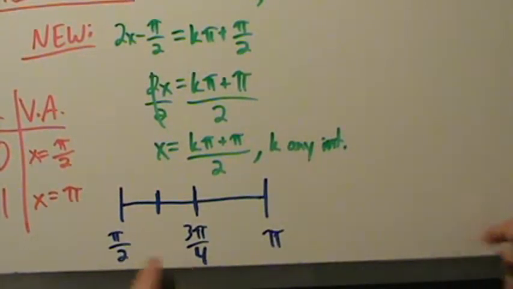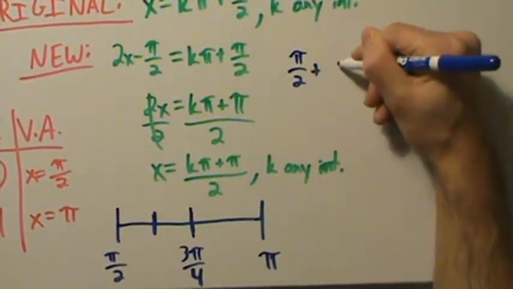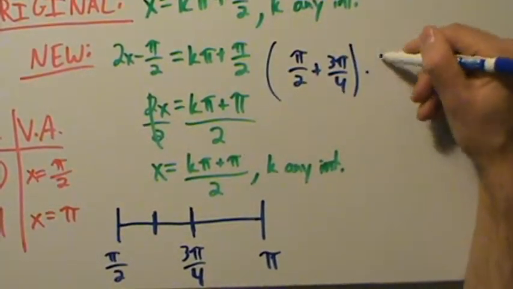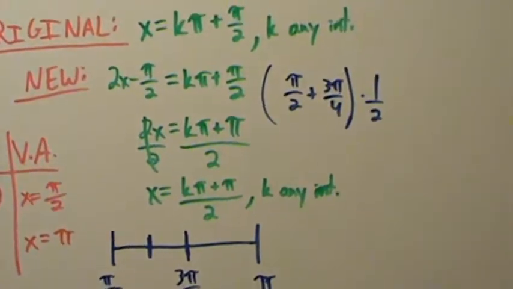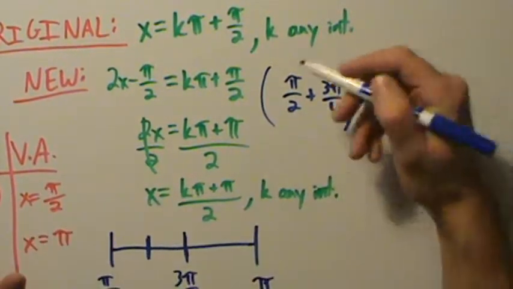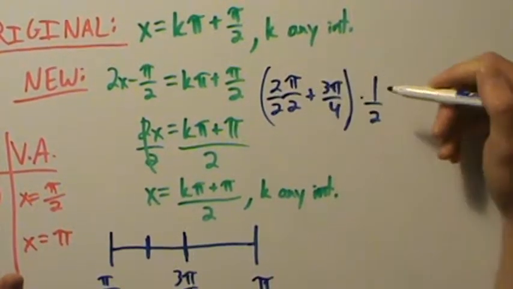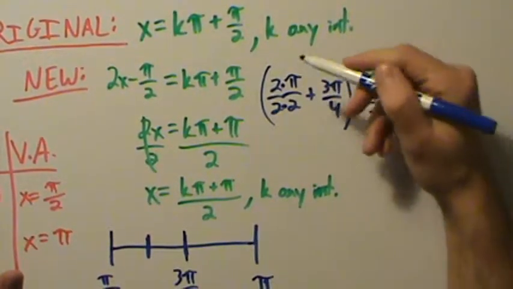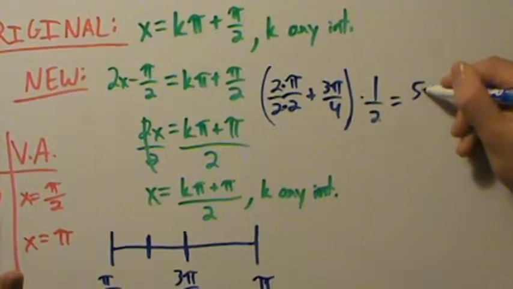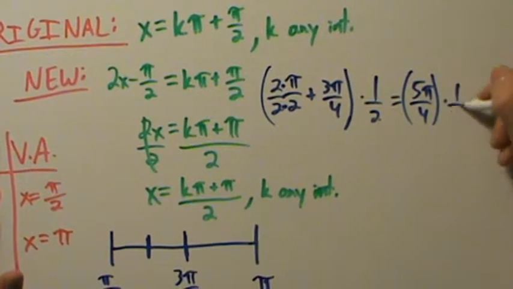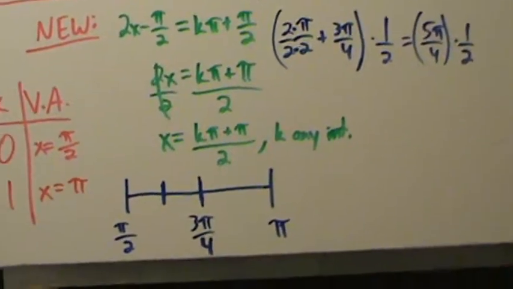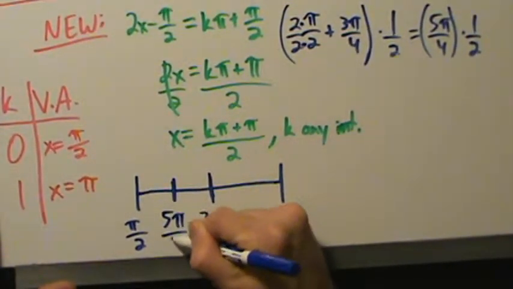So pi over 2 plus 3 pi over 4. And dividing by 2 is like multiplying by a half, so we're going to multiply this whole thing by a half. I left some room over here because what we have to do is get a common denominator. So denominator 2, denominator 4. The lowest common denominator is 4, so we multiply this by 2 over 2. So this is 2 pi over 4 plus 3 pi over 4, that's 5 pi over 4. And we're still multiplying by this 1/2 out here. So this whole thing altogether is 5 pi divided by 8.